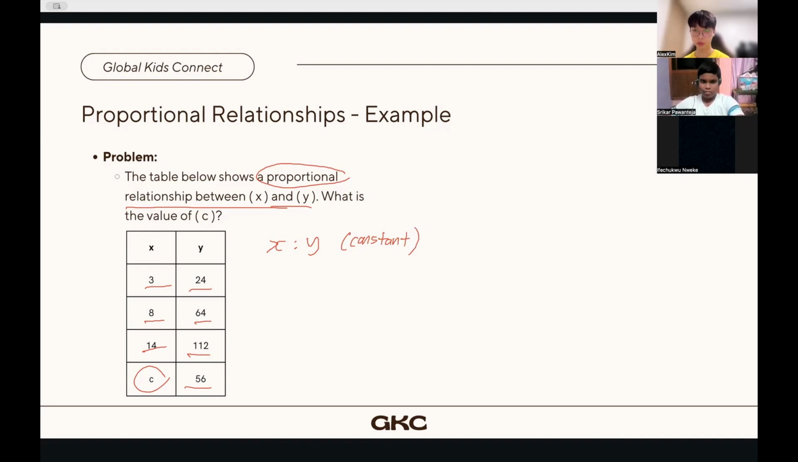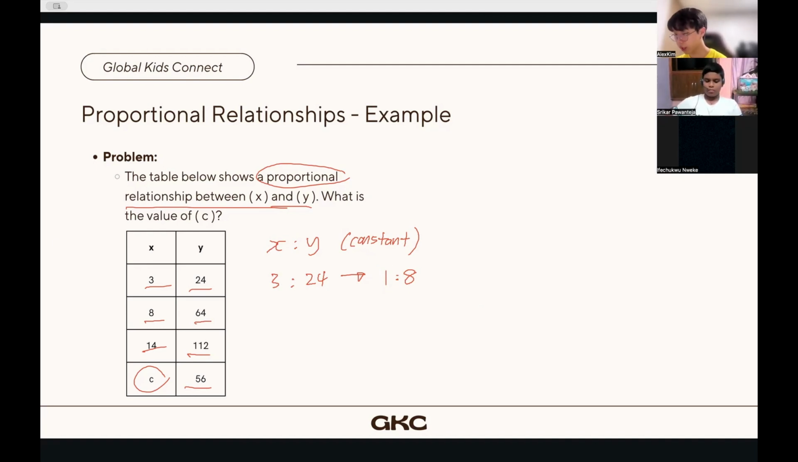Using this, we can compare the ratios. The first one is 3 to 24. We can simplify this: if we divide each side by 3, we get 1 on the left and 8 on the right. An important thing when simplifying ratios is to simplify by the greatest common divisor. In this case it was 3, because 3 divided by 3 is 1, and 1 is the smallest value we can simplify into.